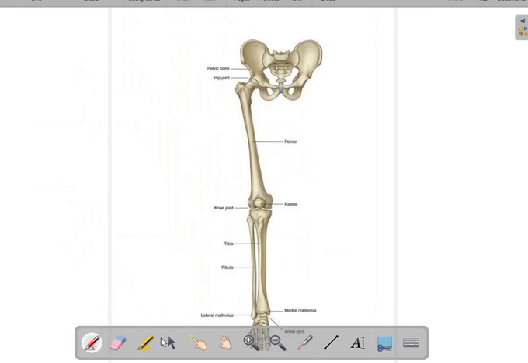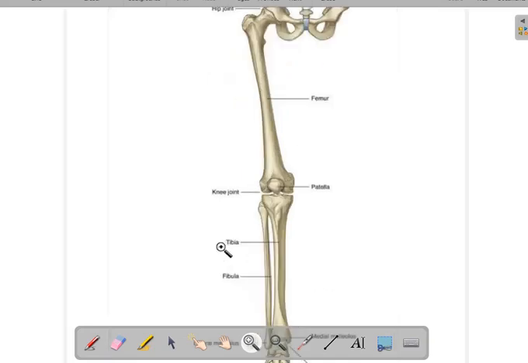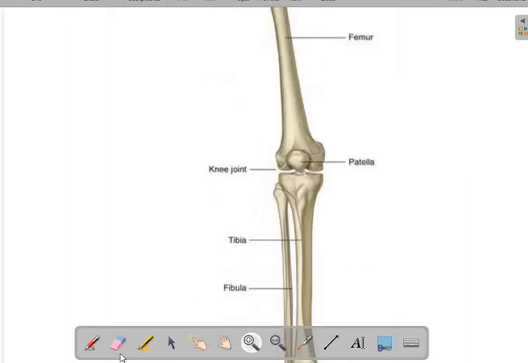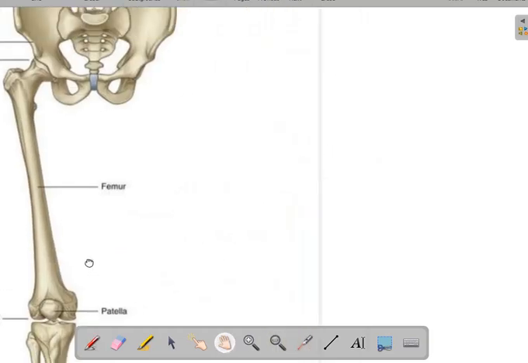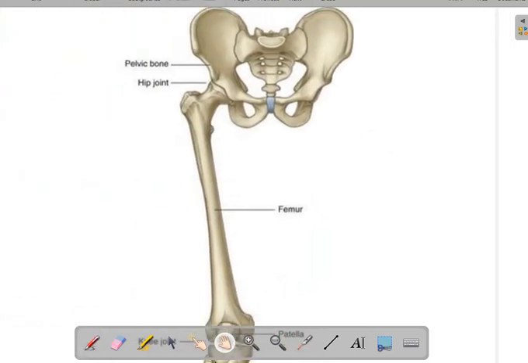What about the bones of the lower limb? The bones of the lower limb are, first, the pelvic girdle. The pelvic girdle is formed from one bone only. This is the hip bone, or pelvic bone, or innominate bone. This is the hip bone, here.